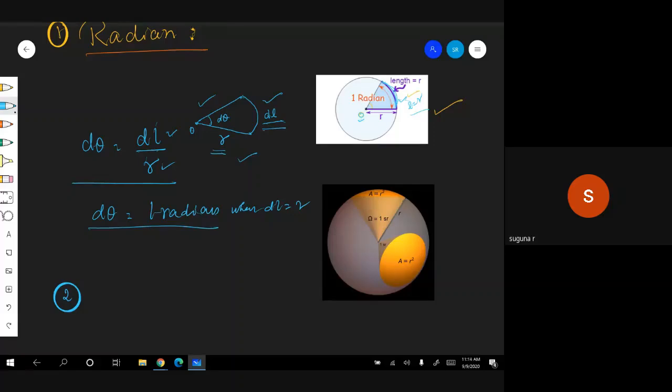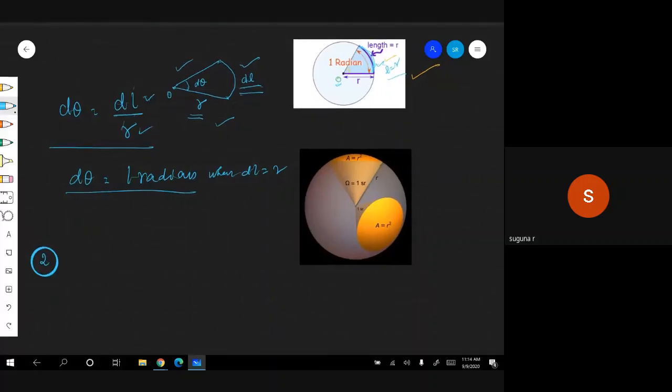Anybody else? Manav is here. Tell me, Manav. One radian is defined as the angle subtended by an arc at the center of the circle when the length of the arc is equal to the radius. Okay, right. Now, next one is what is called steradian.